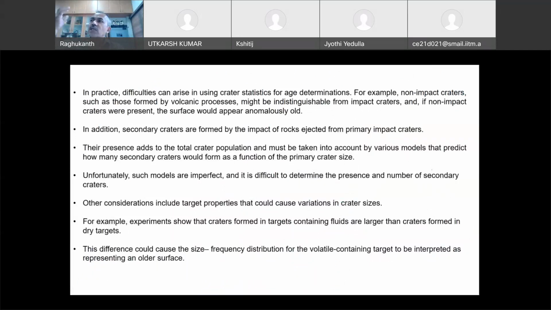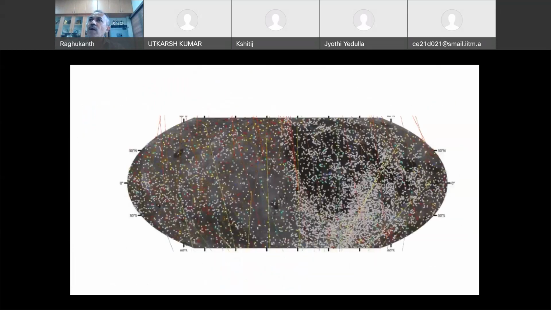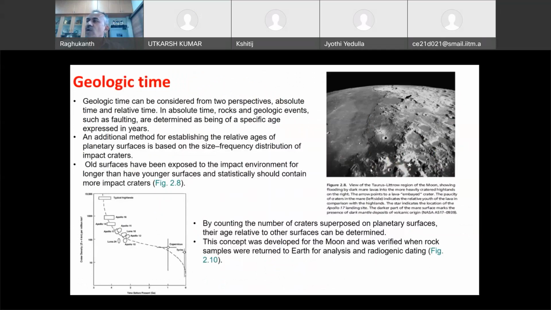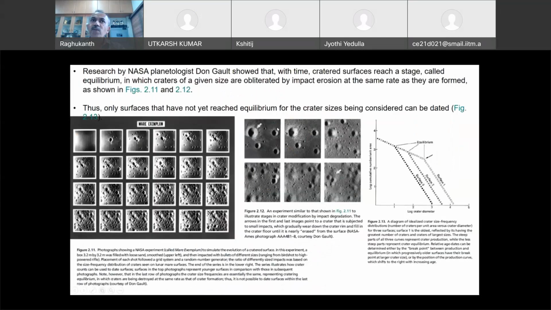In the olden days, what people said about the Moon was that these types of craters are formed not due to impacts. As I told you, for a long time people used to say it was something like volcanoes, because the craters are perfectly circular.